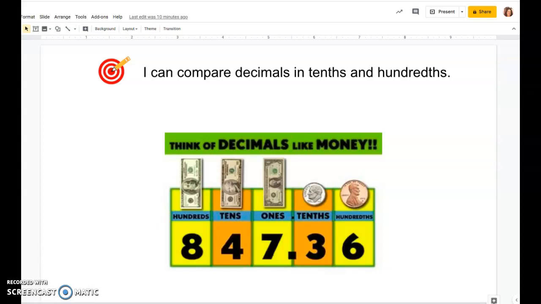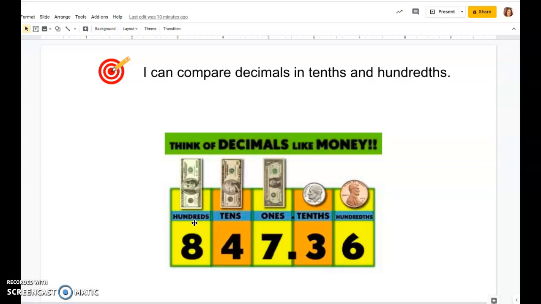Hey, fourth graders. Today our learning target is I can compare decimals in tenths and hundredths. First, I'd like to remind you that we can think of decimals like money. This number here, $847.36, has each number in its certain place value.